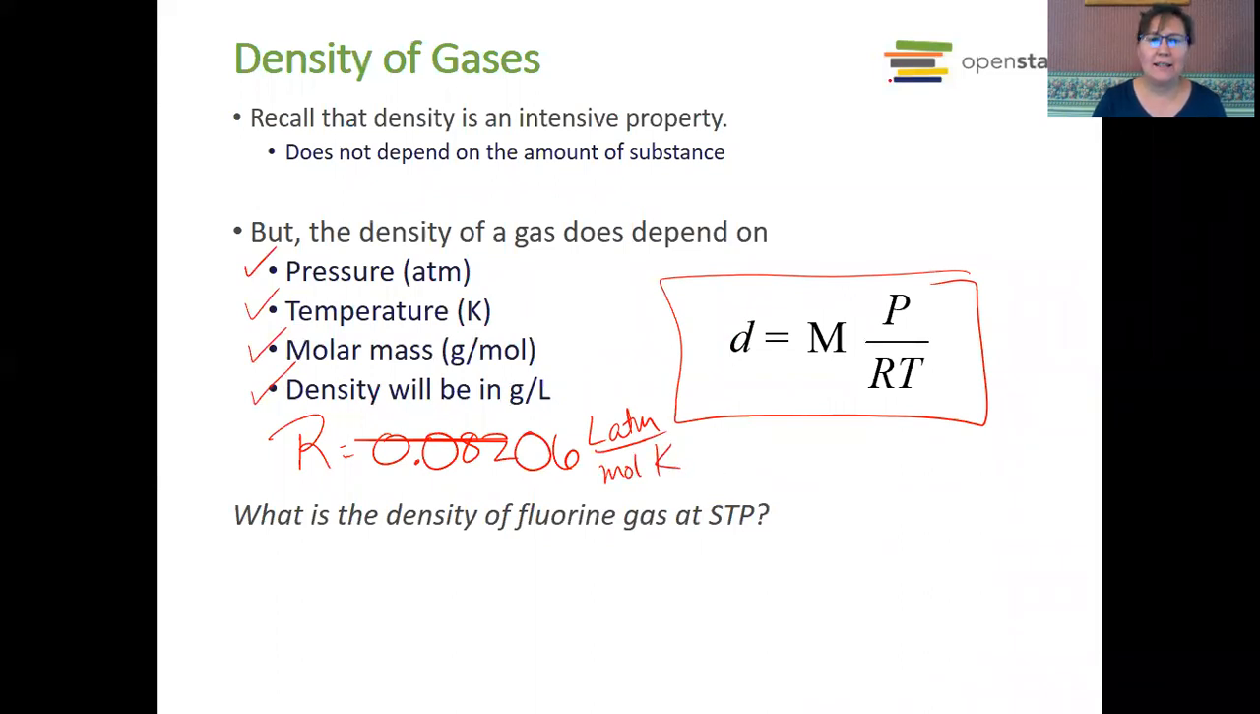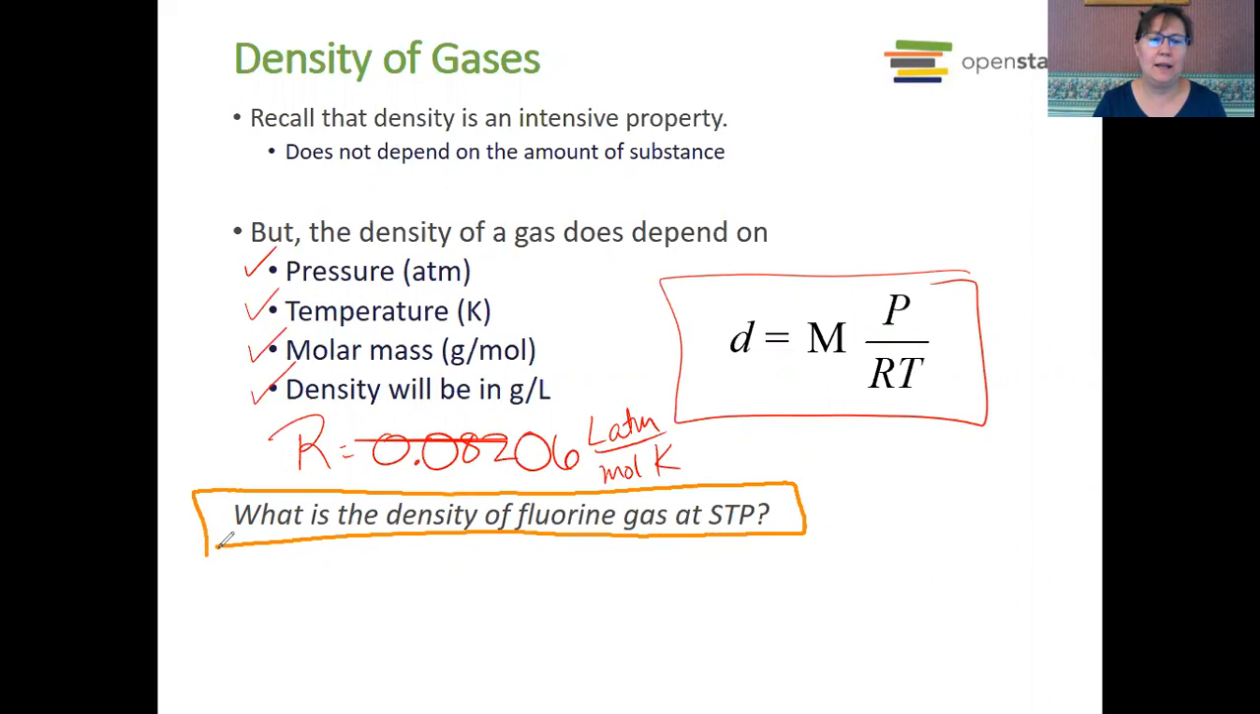All right, so that leads us to a question, and it says, what is the density of fluorine gas at STP? All right, so again, we're at STP, so that's 273 Kelvin, and it's 1 atmosphere, okay? And so we know our pressure, and we know our temperature, and we know R. And so we have this M, this capital M, which stands for molar mass. And we need to find that.